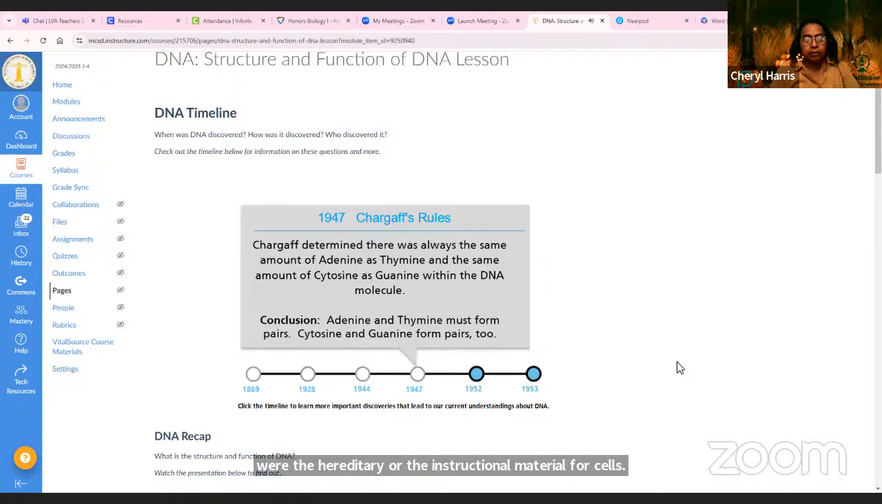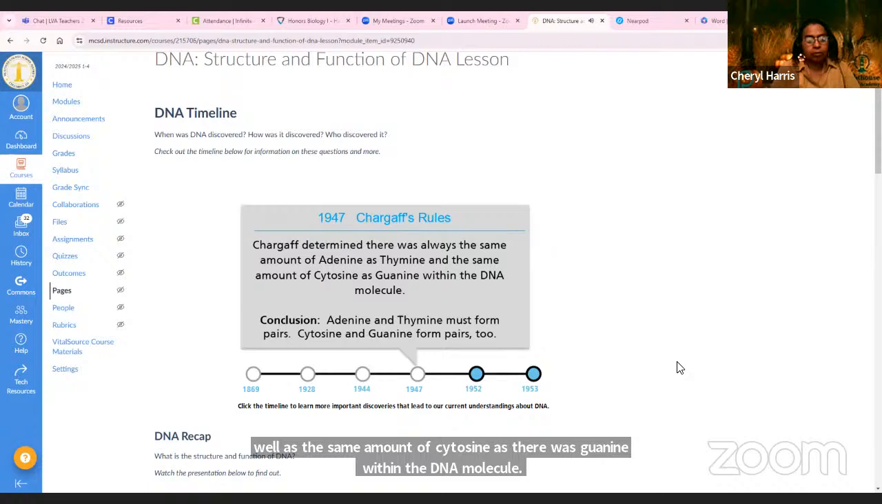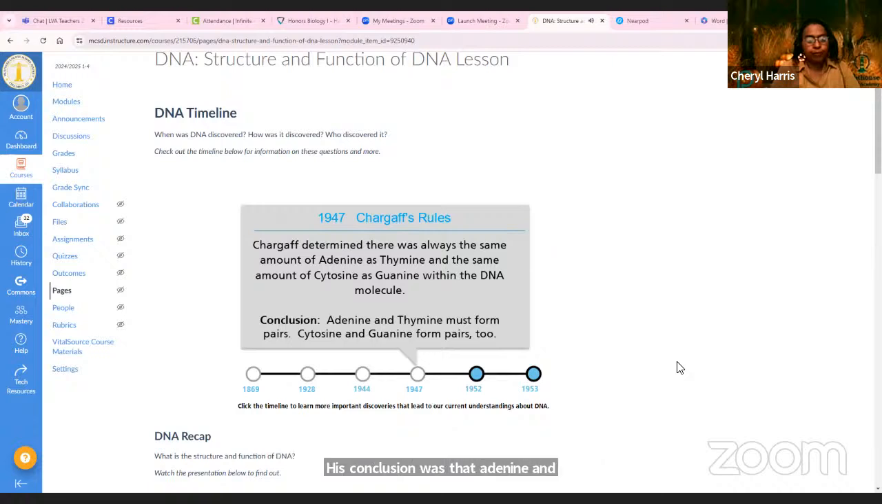Chargaff's rules. Chargaff studied the molecule of DNA and determined that there was always the same amount of the chemical adenine as there was thymine, as well as the same amount of cytosine as there was guanine within the DNA molecule. His conclusion was that adenine and thymine must form pairs, and then the same would be true of cytosine and guanine. All right, so we're going to come back to that. When we do the Nearpod, you're going to have to remember this rule.